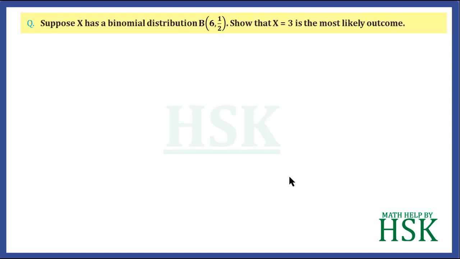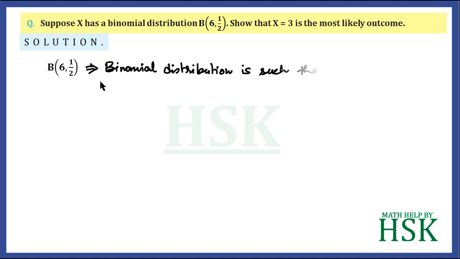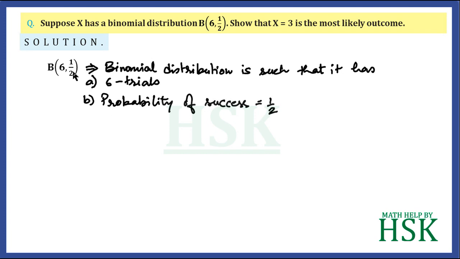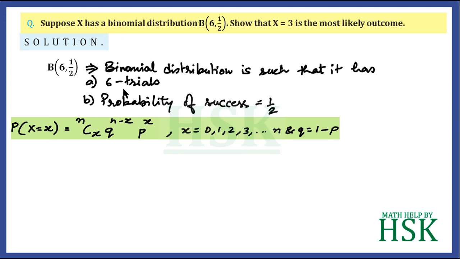To solve this question, we have to show that X = 3 is the most likely outcome. Whenever we have been given a binomial distribution in this form, it means that the distribution has 6 trials. The first element in this bracket represents the number of trials, n, and the second element represents the probability of success, p, which in this case is 1/2.